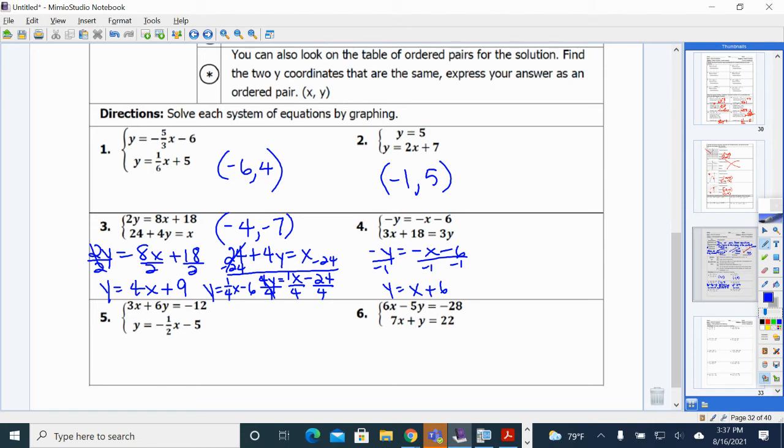The second equation says 3x plus 18 equals 3y. I'm going to just divide everything by this 3. And we get y equals x plus 6. Now, if you look closely at these, and I know they're kind of reversed from each other, but they both say y equals x plus 6. Well, if they both equal the same exact thing, they're going to be the same exact equation. This is what infinite solutions is going to look like.